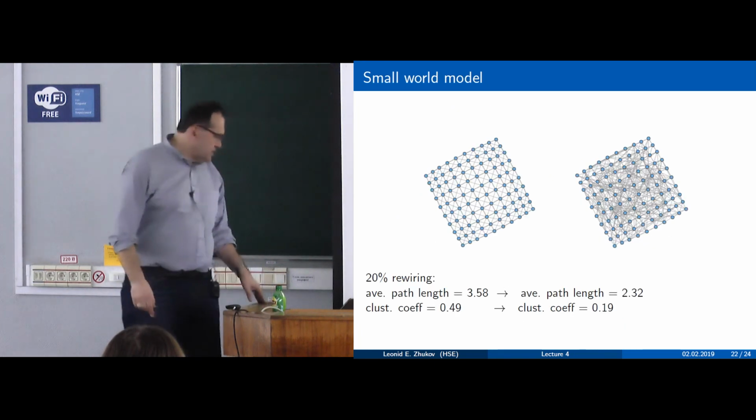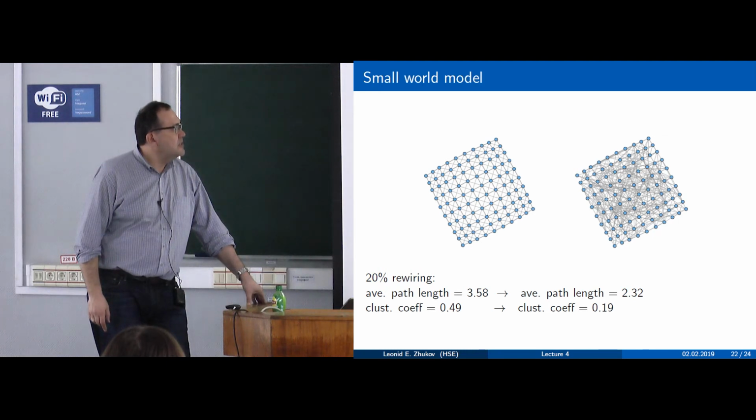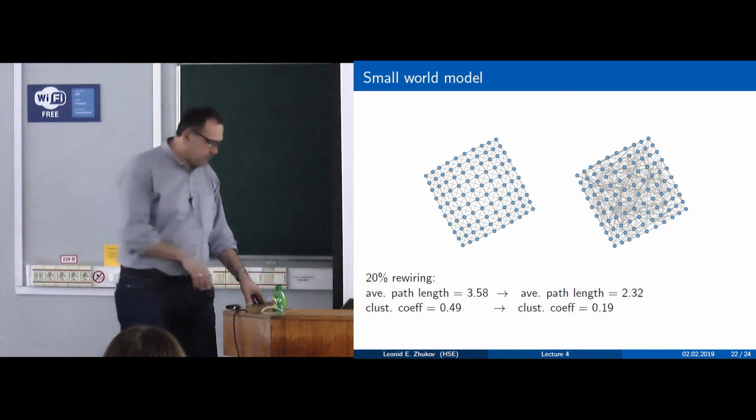And so this is what this looks like. We take a bunch of nodes on the regular grid, and then we do rewiring. And if, for example, on the original grid with triangles, average path length was 358 and clustering coefficient 0.49, then after 20% rewiring, you can drop path length and still preserve clustering coefficient, not going to 0, right? This is just a very simple simulation.